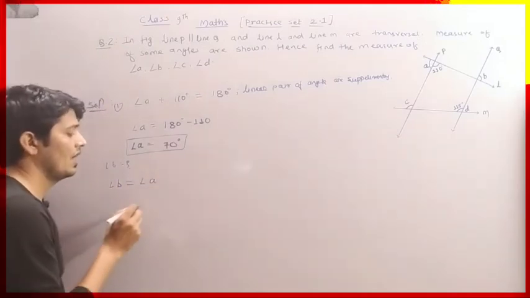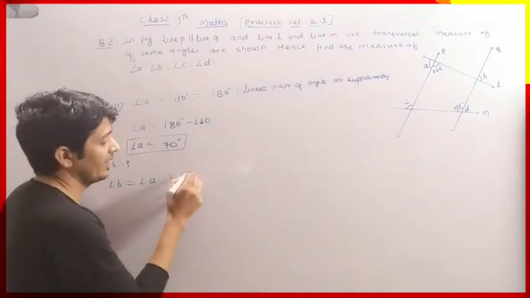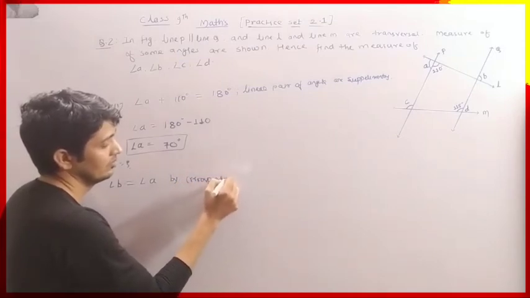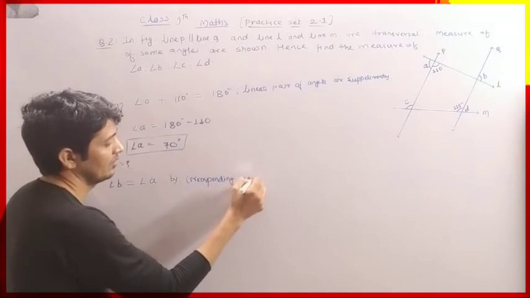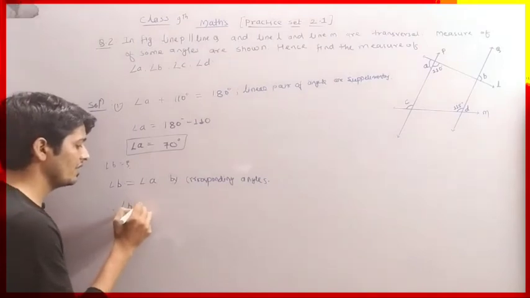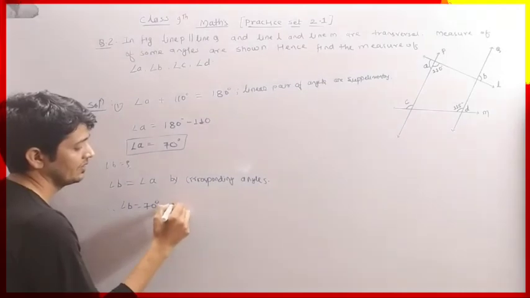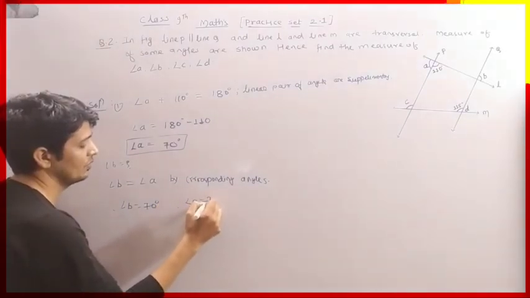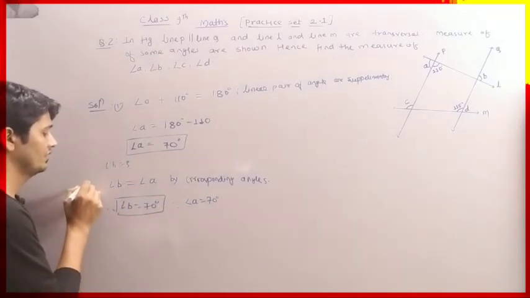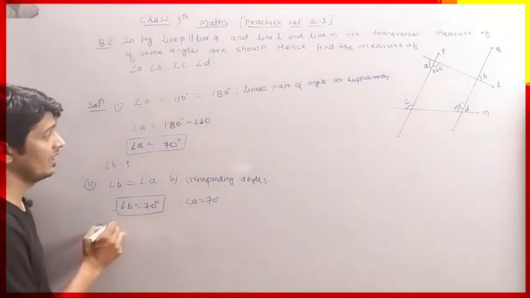How? By corresponding angles. Therefore, angle B equals 70 degrees. Why 70? Because angle A is 70. Since angle A equals 70 degrees. So this is our second answer. Second one done. Now third one. Third one is angle C.